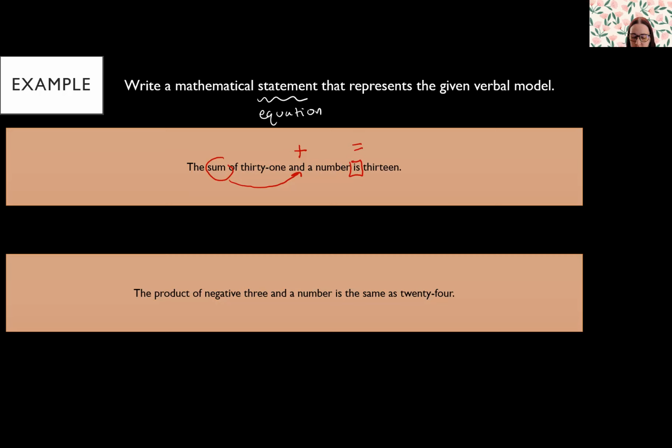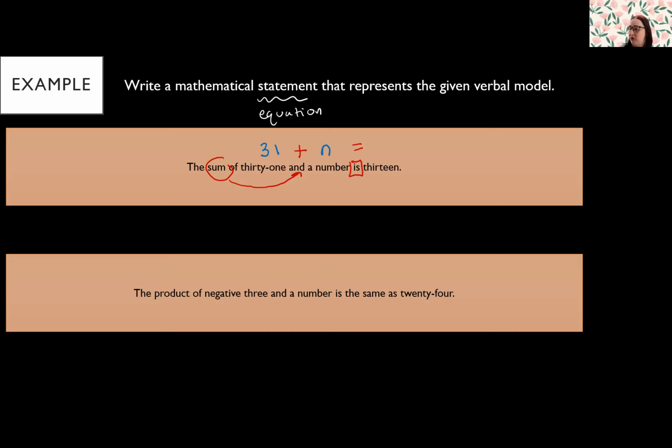So we've got the sum of 31, so I can put 31 there, and a number. If you have a number, that's where you put a variable. If they don't tell you what variable to use, you can use any variable you want. You can use X, you can use Y, you can use anything. I usually use N for number. So if you are not specifically told what letter to use, you can choose any letter you want.